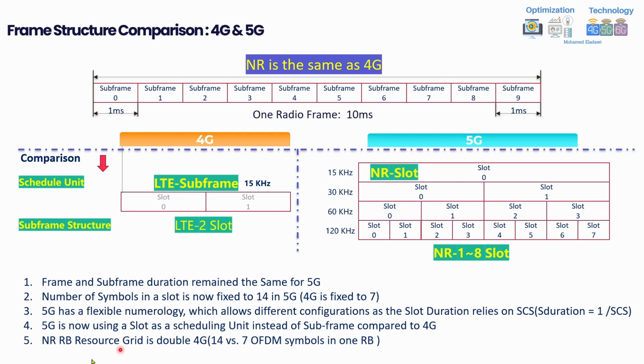And number 4, 5G is now using a slot, as I just mentioned, as a scheduling unit instead of the subframe compared to 4G. That's why the more subcarrier spacing, the faster the scheduling.